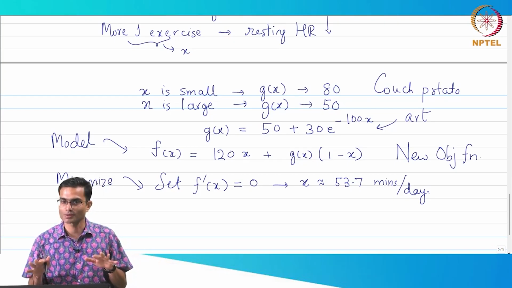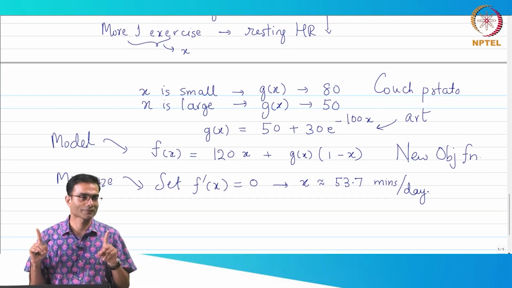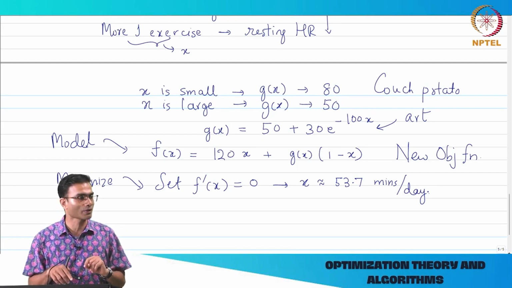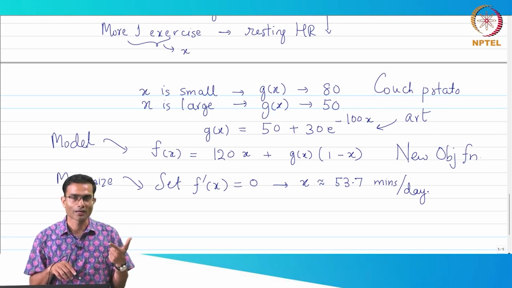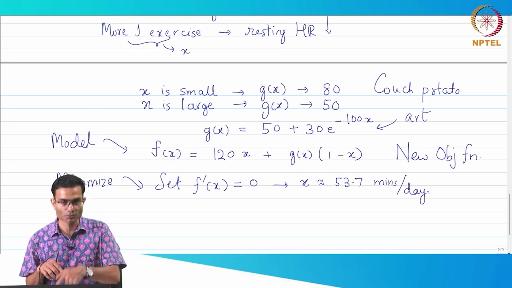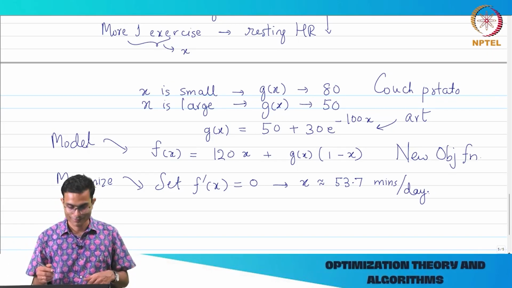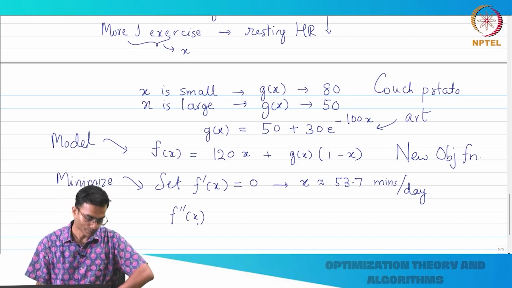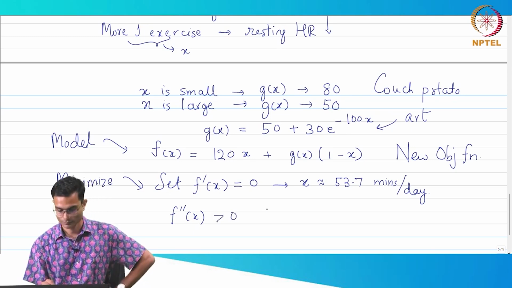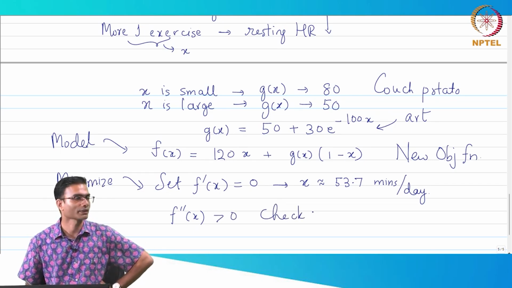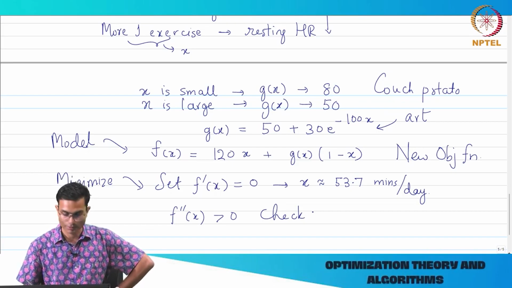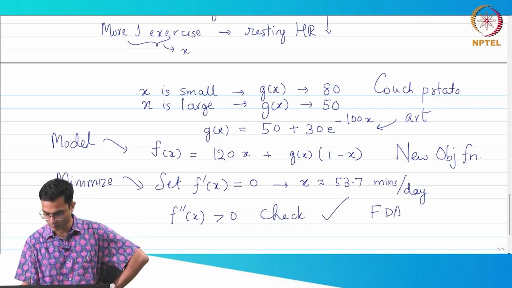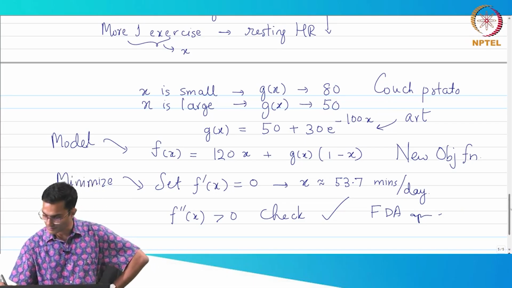Everyone is happy with this solution, but we didn't do one thing. What is that one thing? Check for optimality, right? How do you know that this f'(x) = 0 happens at both maxima and minima? How do you know that this is not the solution to die soonest? It could be. So what should we do next? f''(x) should be, you can check it, and if it turns out to be greater than 0, then next what will come? FDA approved or something, right? So that's how this happens.